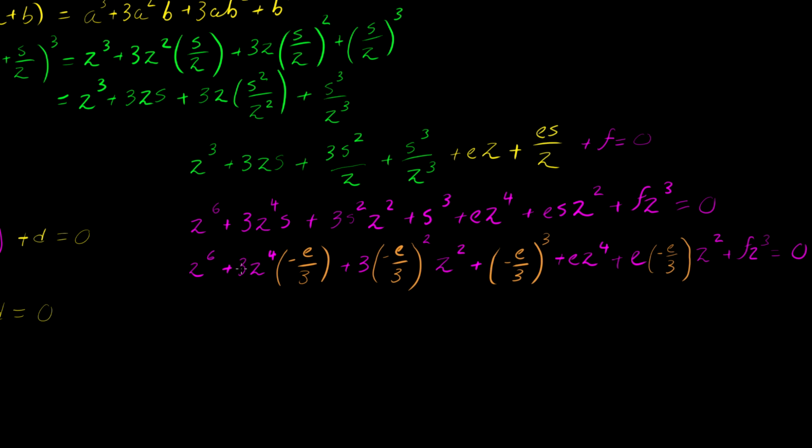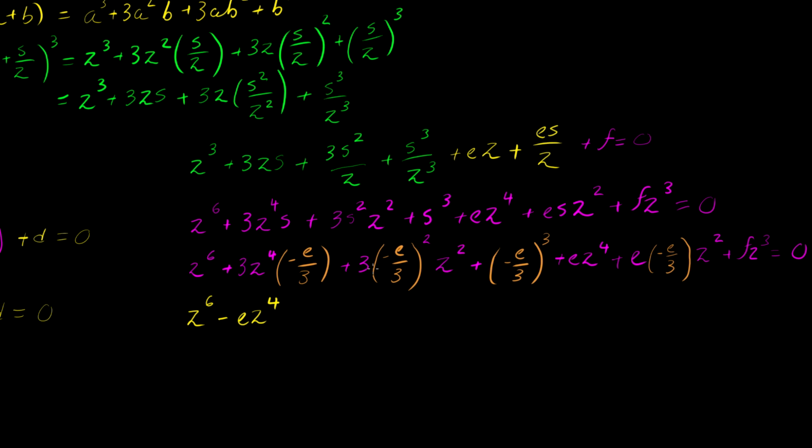So now let's just multiply out these negative e over 3 terms, and we're going to see some huge simplification occurring, because that's the way we've defined the problem. That's why we've made these substitutions, so we can simplify it. So let's rewrite this. It's going to be z to the 6th. These 3's are going to cancel, and we're just going to be left with negative ez to the 4th.